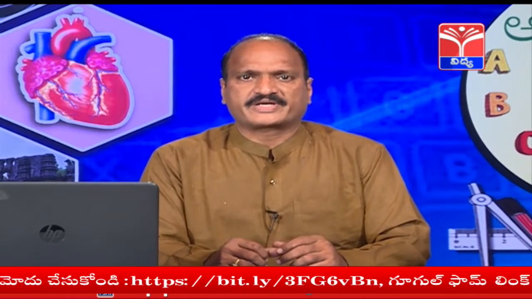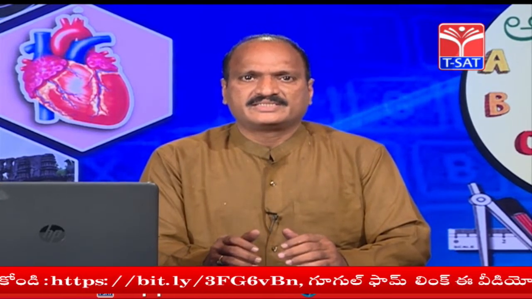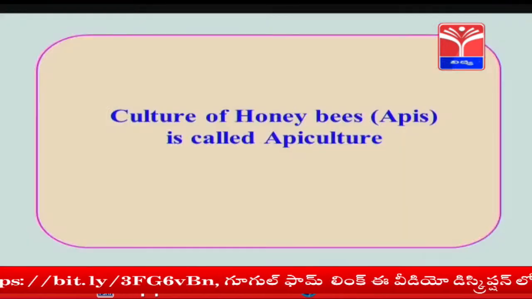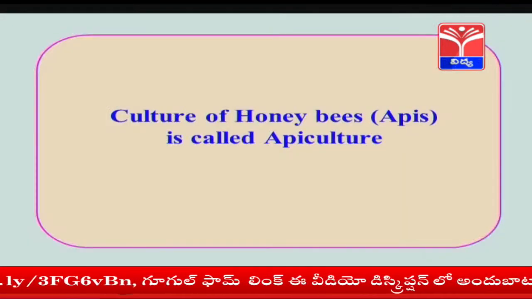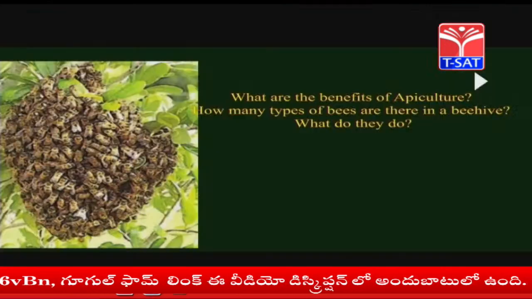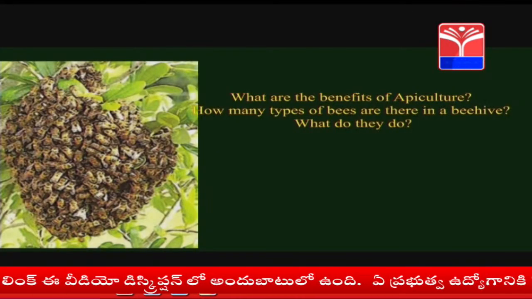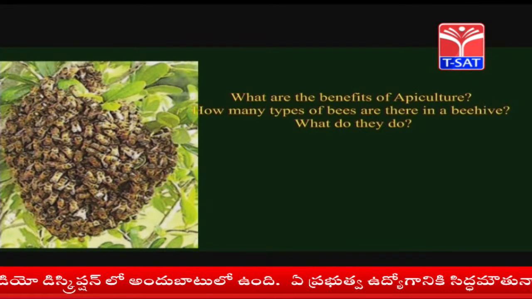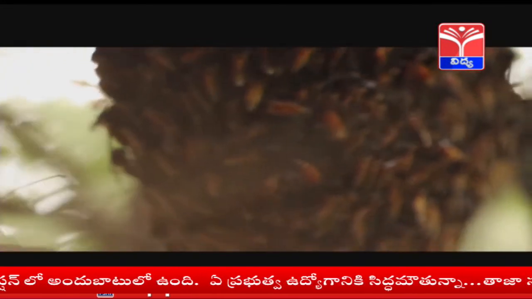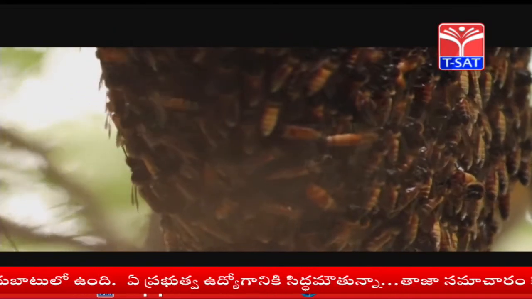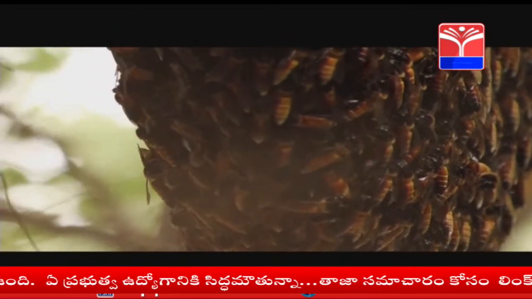Culture of honeybees is called apiculture. In our food production, apiculture plays an important role. Culture of honeybees, Apis, is called apiculture. What are the benefits of apiculture? How many types of bees are there in a beehive? What do they do? Honey is also a food. Rearing bees for honey is called apiculture.